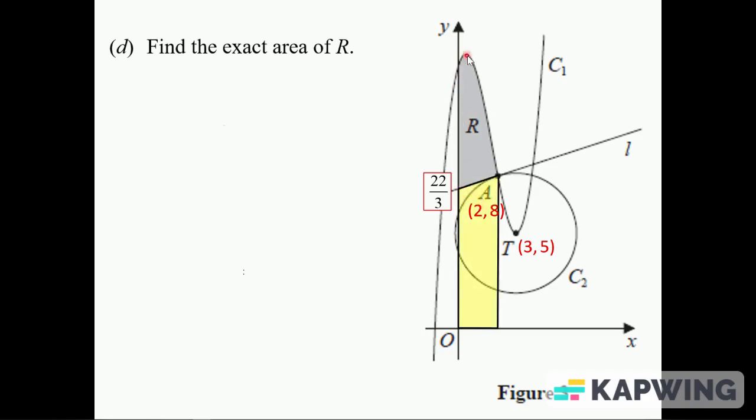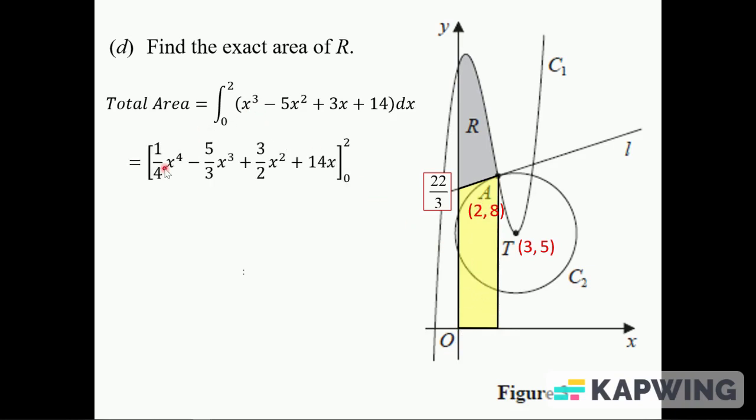Now, when I do the integration between 0 and 2, that's going to give me all of that area. And then I'm going to take away this area, the trapezium. So I'll do the integration: a quarter x to the power of 4, 5/3 x cubed, 3 over 2 x squared, and 14x. Putting 2 in, I don't bother with the 0 because it'll all be 0.